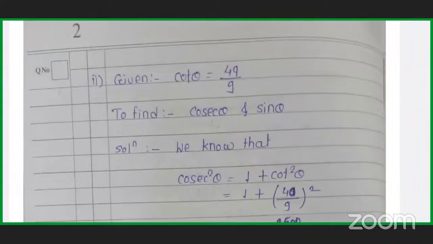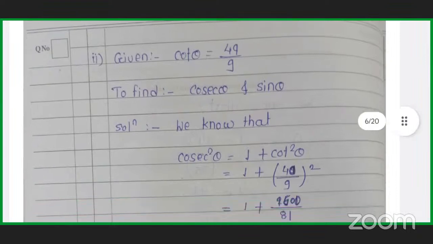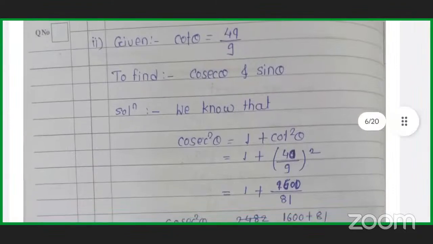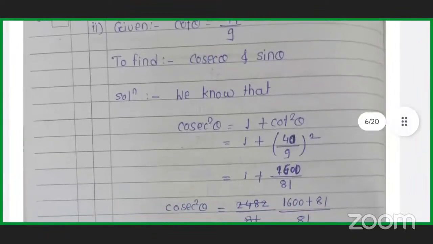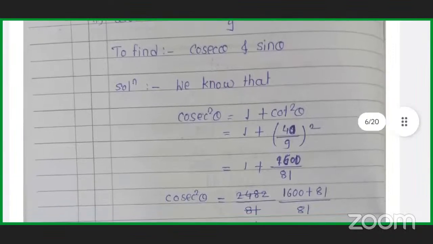Cot theta is equal to 40 upon 9. We have to find out cosec theta and sin theta. So we know that our third identity is cosec square theta is equal to 1 plus cot square theta. So put the value of cot theta. So 1 plus 40 upon 9 bracket square. So what is the square of 40? 1600. What is the square of 9?